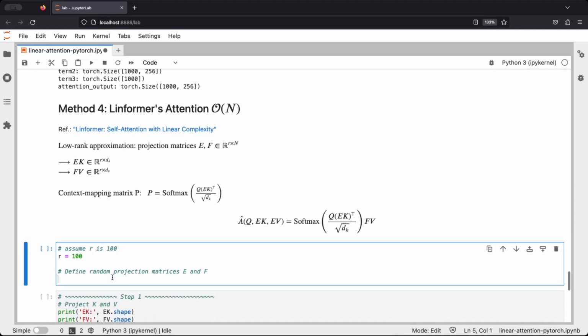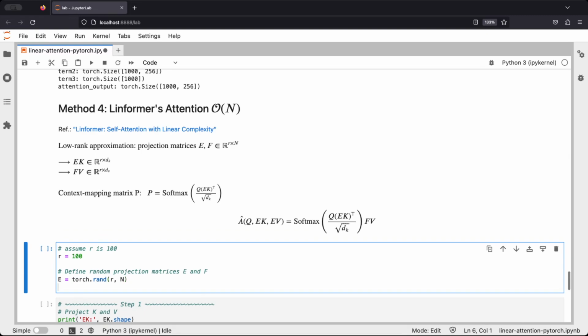So for the prerequisite of this, we assume that R is 100. Because we assume that the sequence length is 1000, R must be something much smaller than 1000. So we say 100 is a good assumption. Then we build this E and F. So E is torch.rand, and the dimensionality is R by N. R is defined here, and we say torch.rand Rn, and F is also torch.rand Rn.